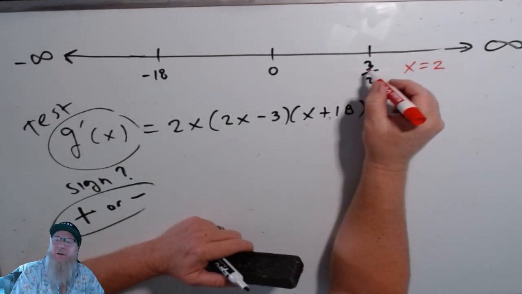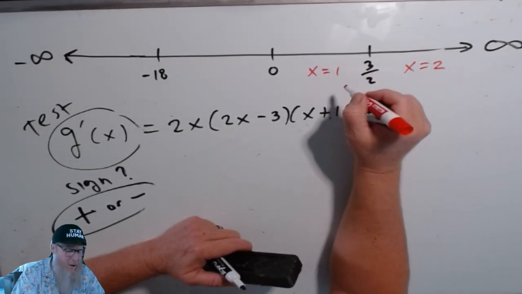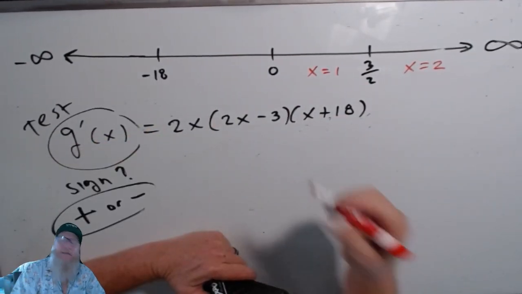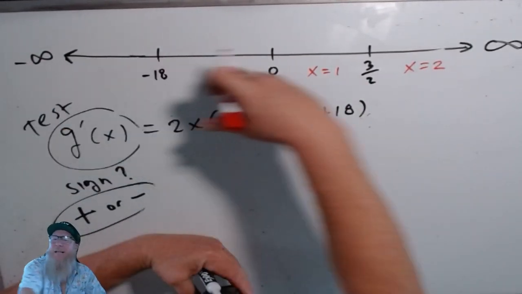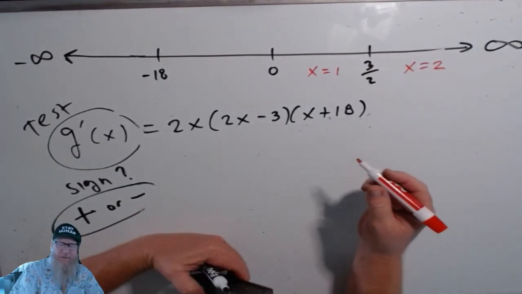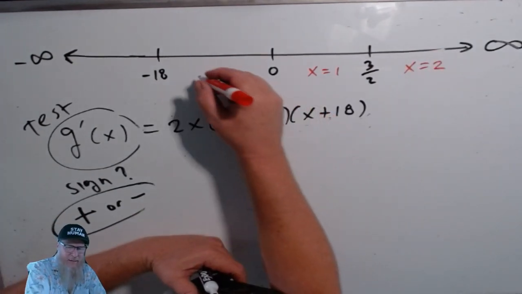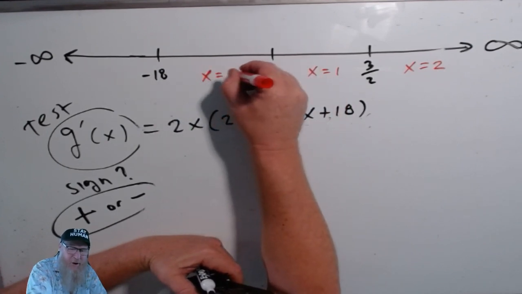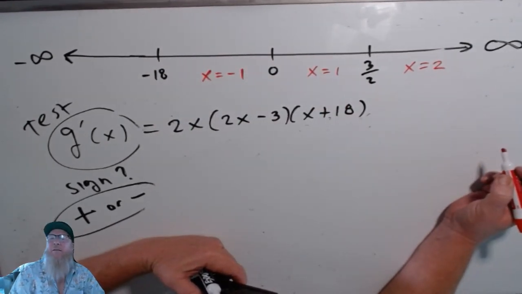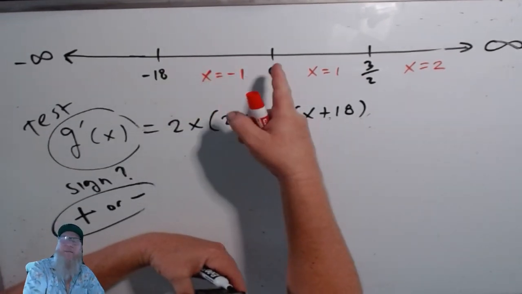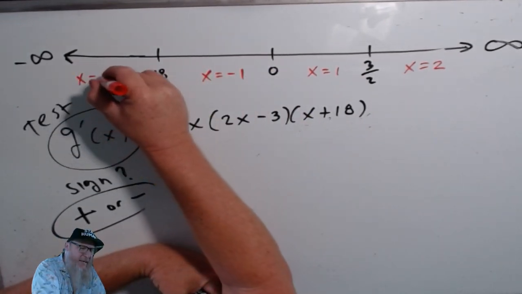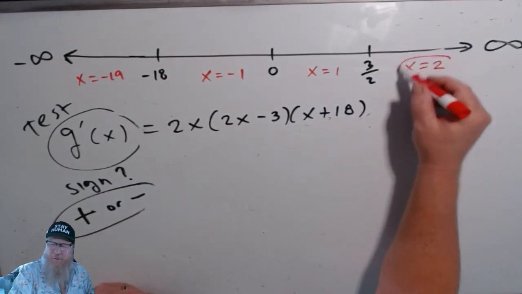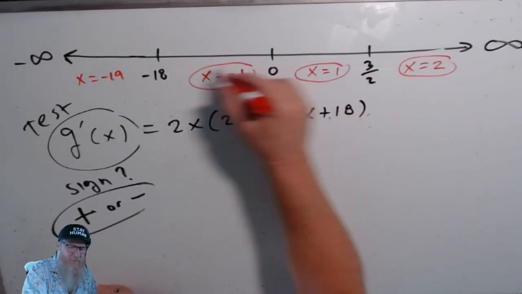Something between 0 and 1.5. x equals 1. I like to say x equals because it reminds you that you're plugging it into here. But again, it's an x-axis, so everything on this test is an x. How about something between 0 and -18? You don't have to go too far. -1 will be fine, but you have lots of choices. And then something way over here, -19. All right, so these are your test values.